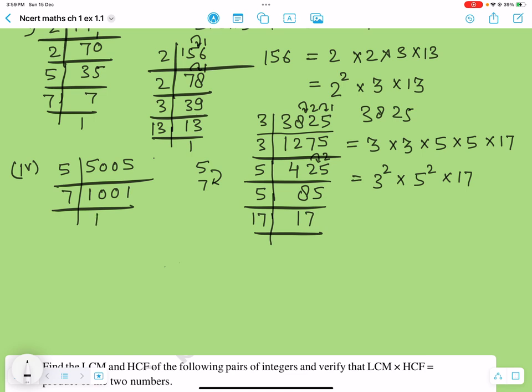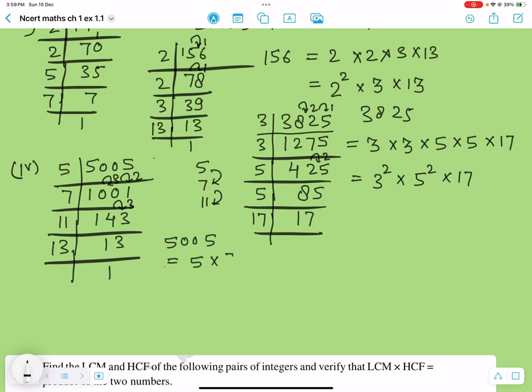So we'll say 7 1s are 7, remainder 3 becomes 30. 7 4s are 28, remainder 2 becomes 21. 7 3s are 21. So now it's not divided by 7. The next prime number is 11. Let's try with 11. 1 1 is 11. Remainder 3 becomes 33. So it's 13, 1 13 is 13. So the prime factors of 5005 become 5 multiply 7 multiply 11 multiply 13. So basically this is your answer.